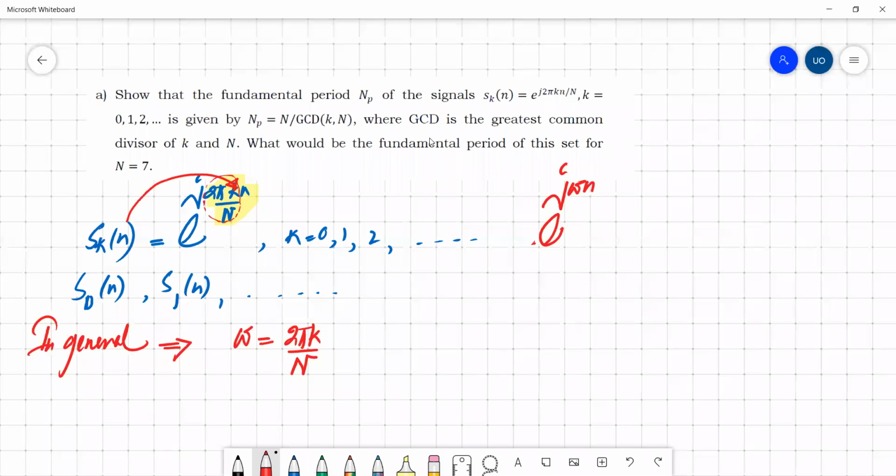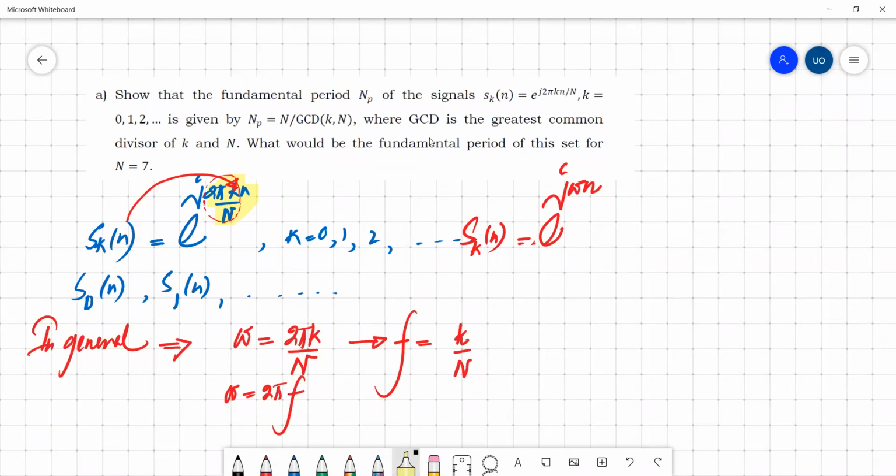So this is the angular frequency. Once you derive the frequency of the signal, it's k over N, because we know that omega is 2 pi f. Based on this statement, you can get the frequency of the signal as a ratio of k and capital N. So what is the GCD of k and N?